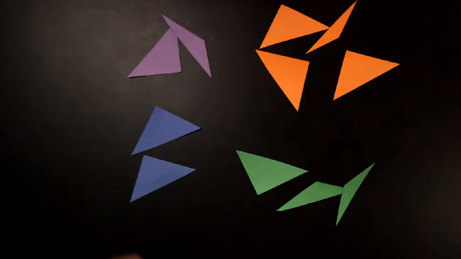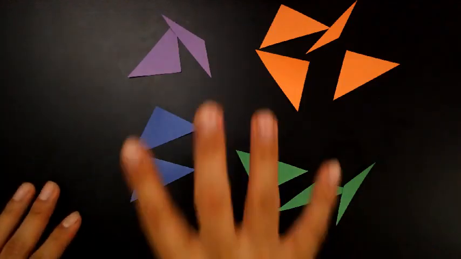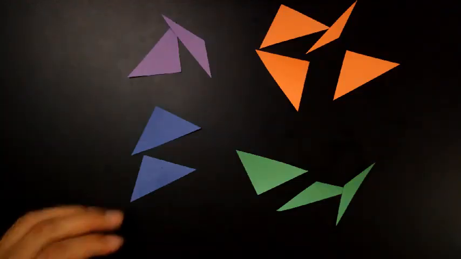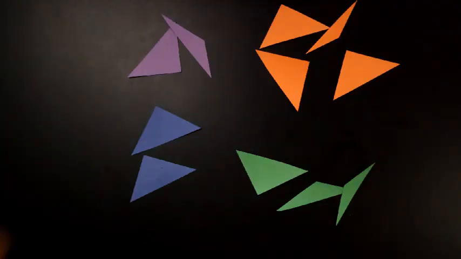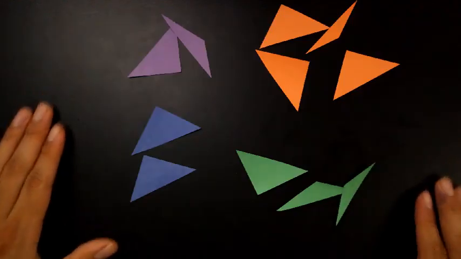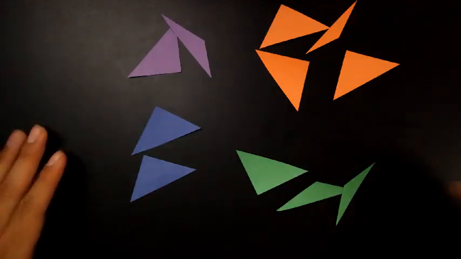So here I have a variety of triangles that vary in 4 different ways. Well, 4 different colors, excuse me. Now, let's go ahead and group these with specific requirements.